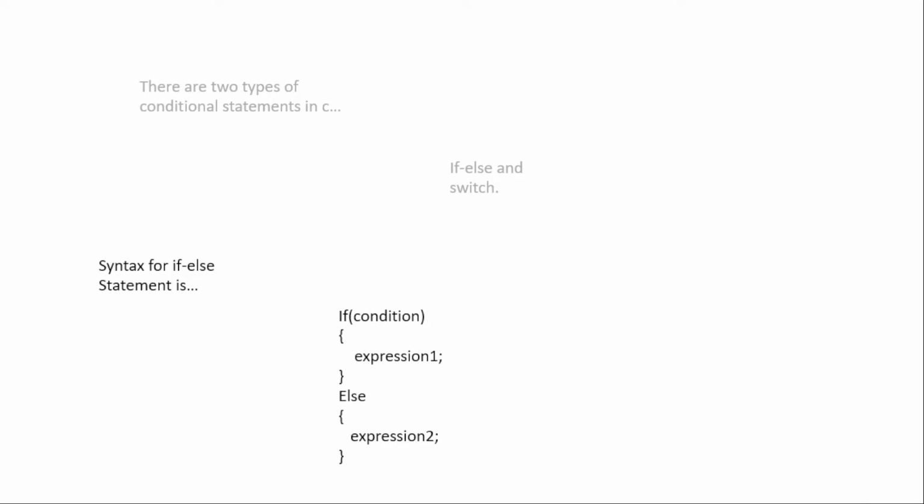Syntax for the if-else statement is: if (condition) { expression 1 } else { expression 2 }. Run this statement if the given condition is true, else run this statement. Example: if age >= 18, print "you are an adult", else print "you are a baby".